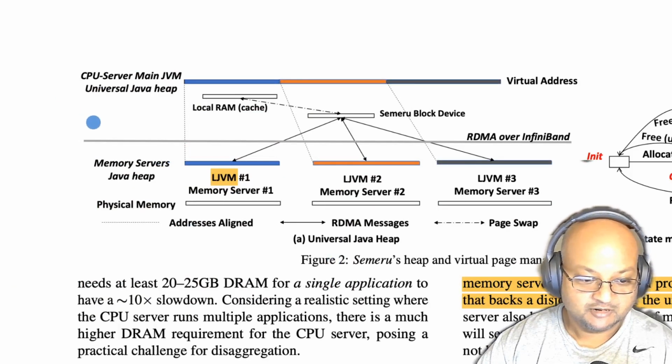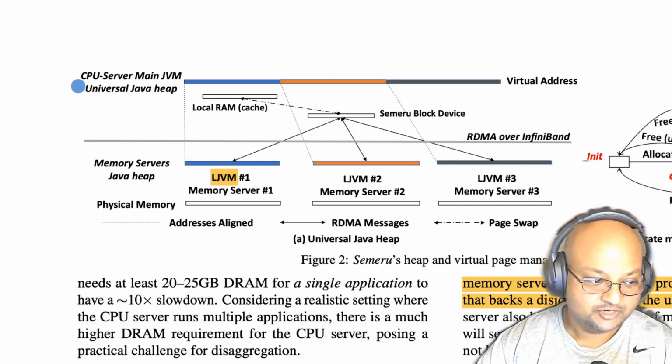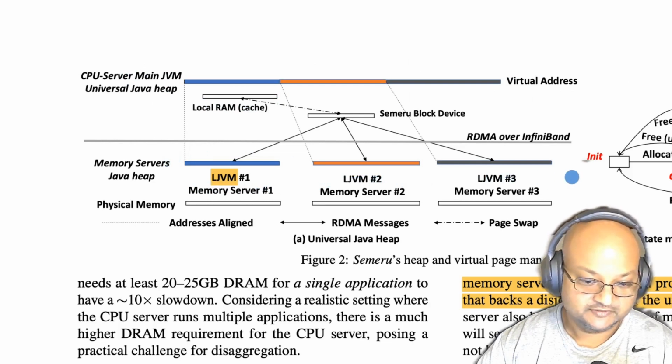So this diagram over here gives a nice summary of the architecture of the entire system. You can see the CPU server over here. That is your main JVM that's running the application, and this sees one contiguous virtual address space. In this case, you see the actual RAM for this application being split across 3 memory servers. And they call these LJVMs or lightweight JVMs because they're mostly just responsible for garbage collection.